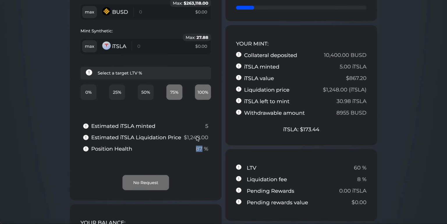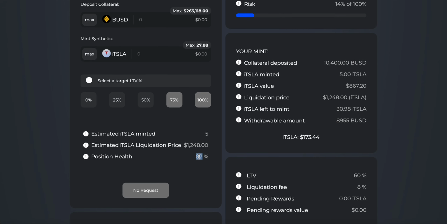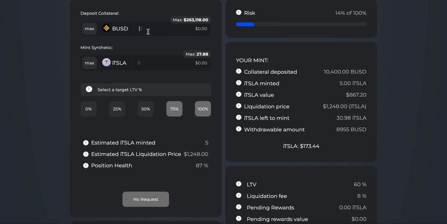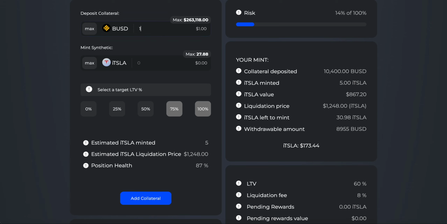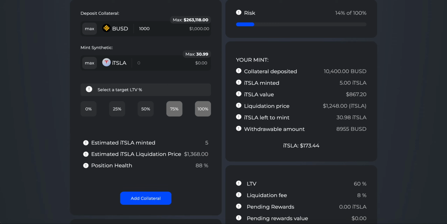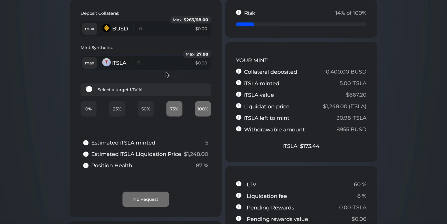So I'm pretty nice. If this hits 0, I'll be liquidated, so 87% is really nice. We recommend an amount like this. But let's say I put more collateral. You see that the liquidation price goes up and my position gets healthier. So the information here updates based on what you intend to do. It gives you a prediction of how your position will look after the intended transactions.